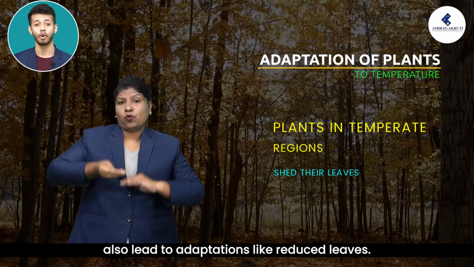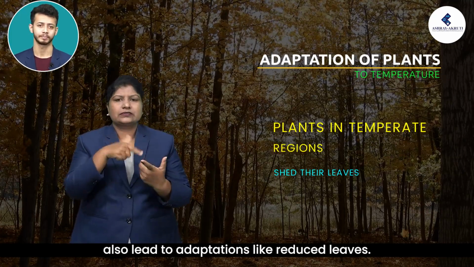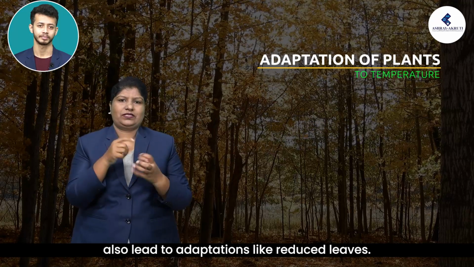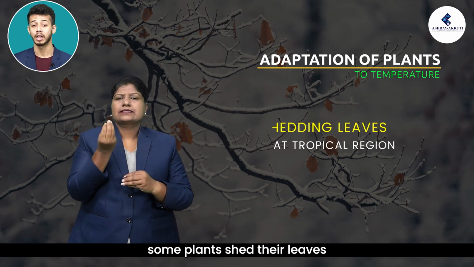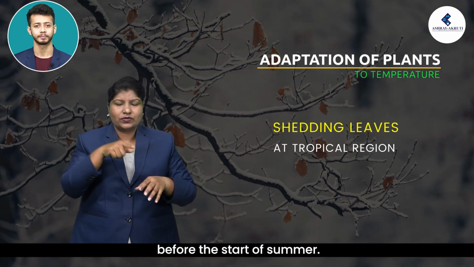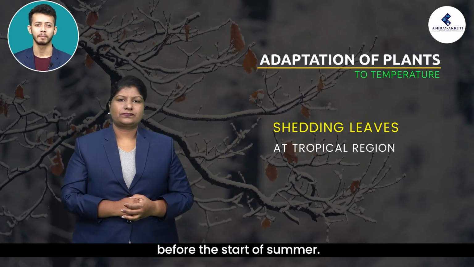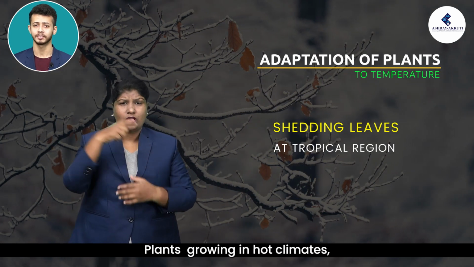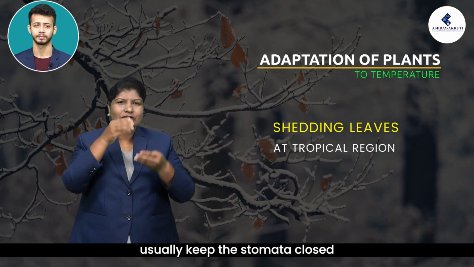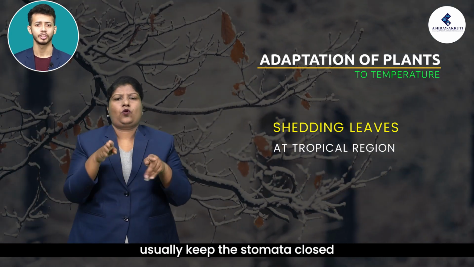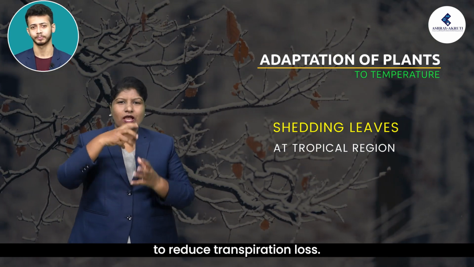High temperatures also lead to adaptations like reduced leaves. In tropical regions, some plants shed their leaves before the start of summer. Plants growing in hot climates usually keep the stomata closed during the day to reduce transpiration loss.